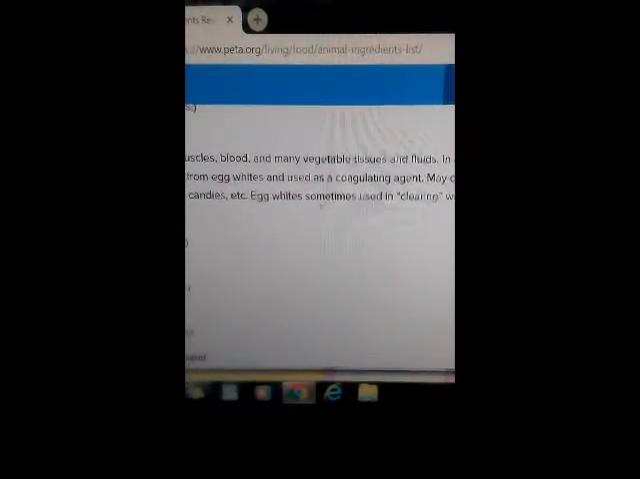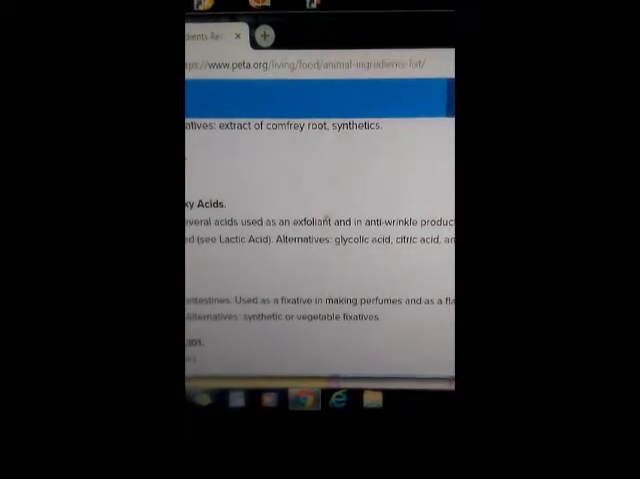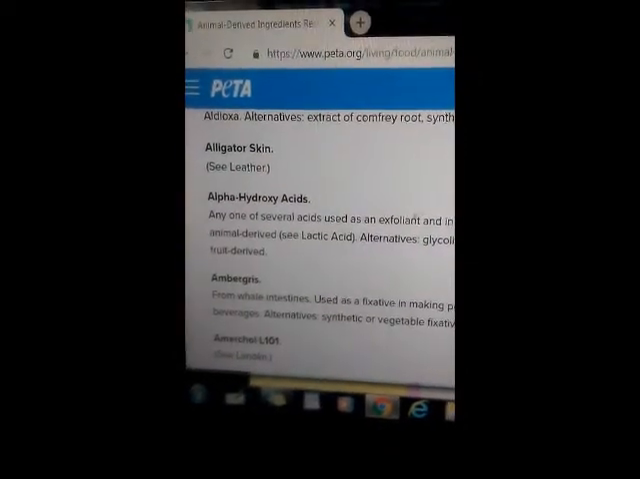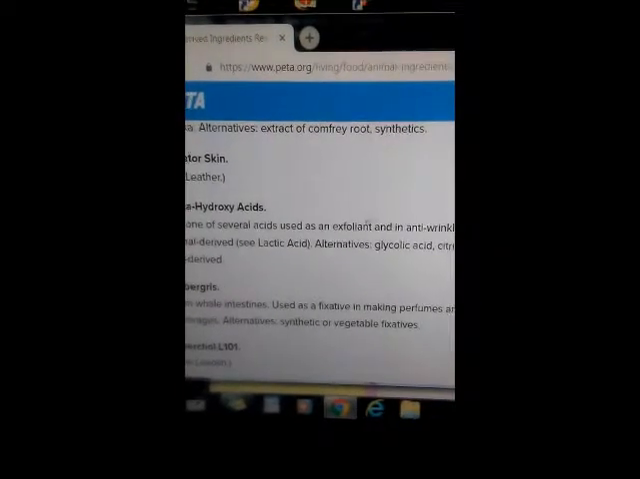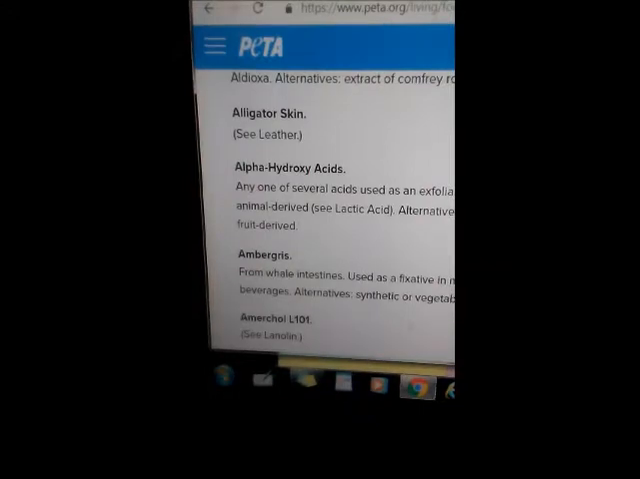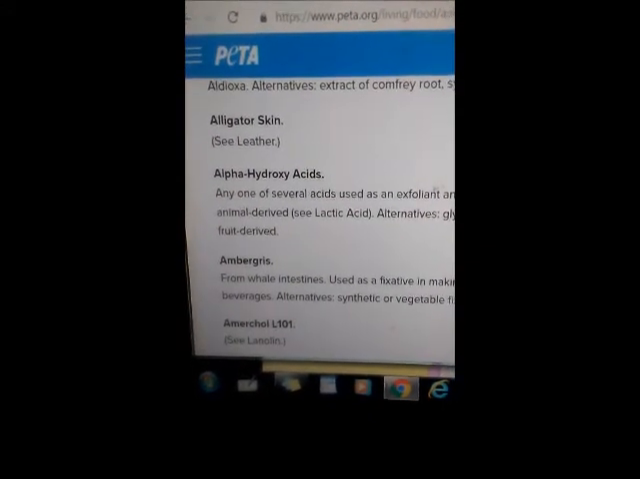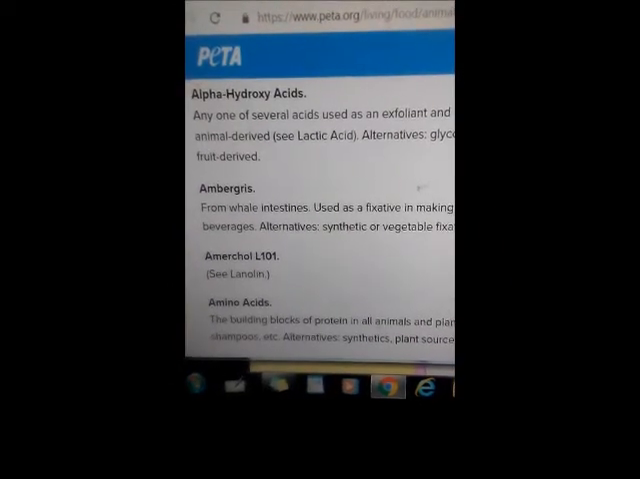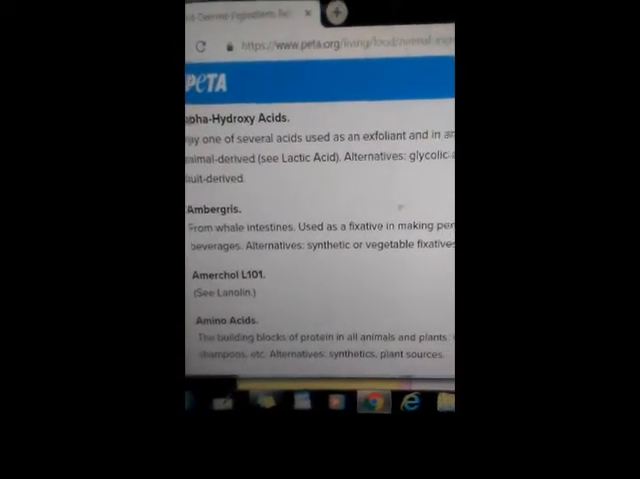Okay, so I'm going to go down. Alligator skin, it says sea leather. Okay. So then you have, where is it? Ambergris, from whale intestines. Okay, we don't eat whale.